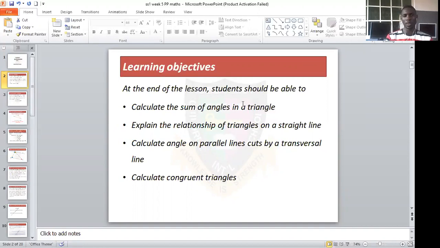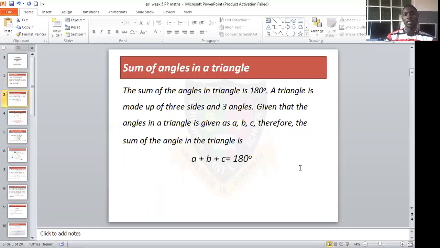So let us move to the first one. The first slide, we'll go to the sum of angles in a triangle. The sum of angles in a triangle is 180. A triangle has how many sides? Three sides, and it has three angles. The triangle is made up of three sides and three angles. Given the triangle, the angles in the triangle are A, B, C.